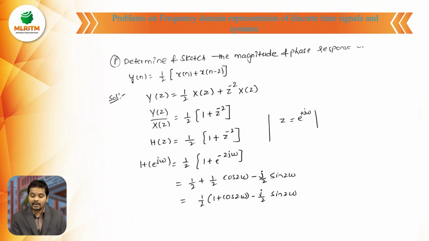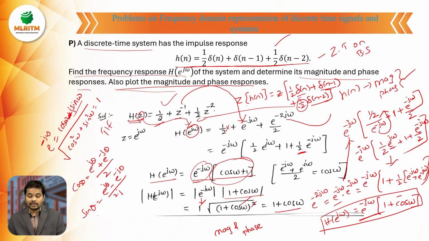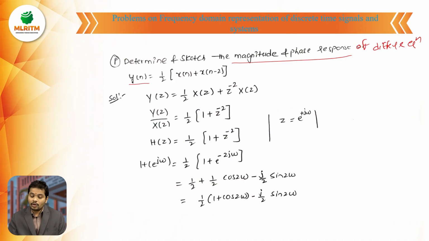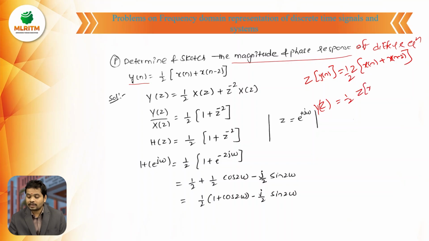Here also, determine and sketch the magnitude and phase response of a system given by the difference equation y of n equals 1 by 2 times x of n plus x of n minus 2. Here also, first we have to apply the Z transform. Z of y of n equals Z of 1 by 2, which is a constant, I am keeping outside, x of n plus x of n minus 2. So Z of y of n is nothing but Y of z, and that equals 1 by 2. By applying the linearity property, we can write it like this.